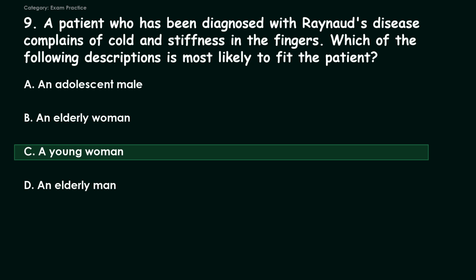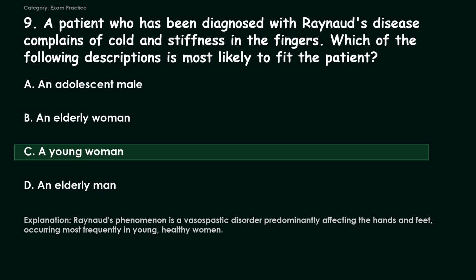The correct answer is option C, a young woman. Raynaud's phenomenon is a vasospastic disorder predominantly affecting the hands and feet, occurring most frequently in young, healthy women.